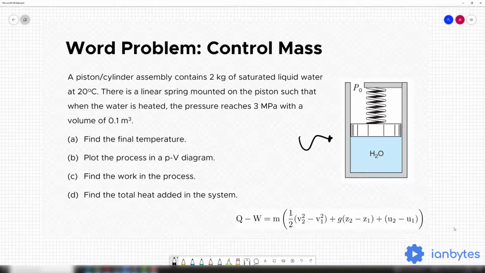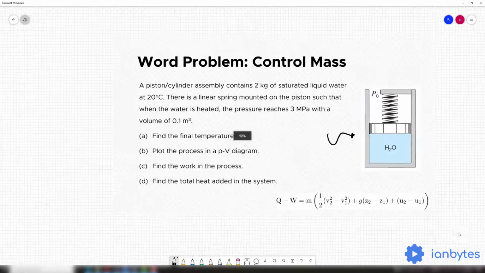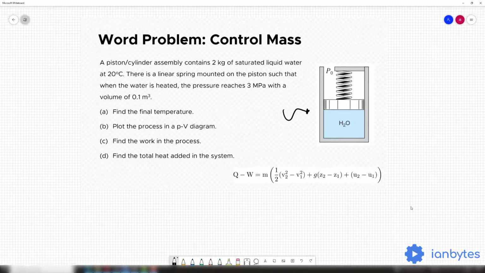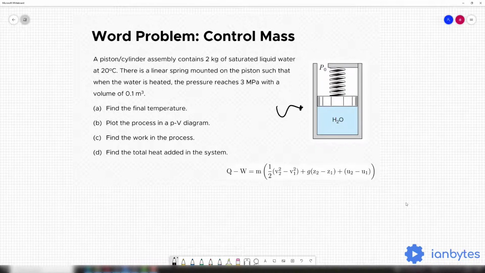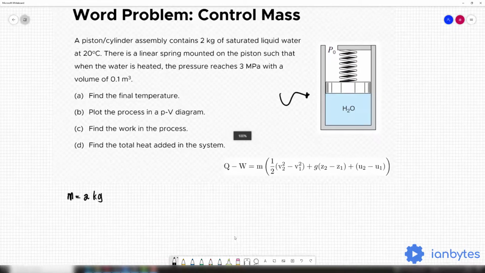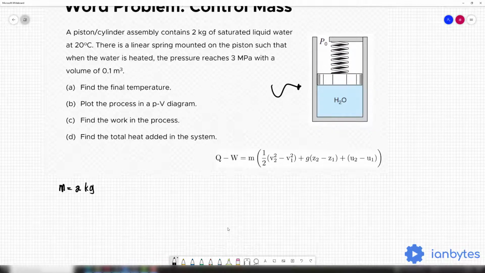Una sa lahat, isulat muna natin ang mga given, mga values na nalalaman natin according to the problem. The mass of the saturated liquid water inside your piston cylinder assembly is equal to 2 kilograms. So let me just write that down over here. Also, sinabi rin na ang initial temperature ng ating saturated liquid water ay 20 degrees Celsius. Since it is saturated liquid water, pwede nating sabihin ang quality at the initial point is equal to 0.